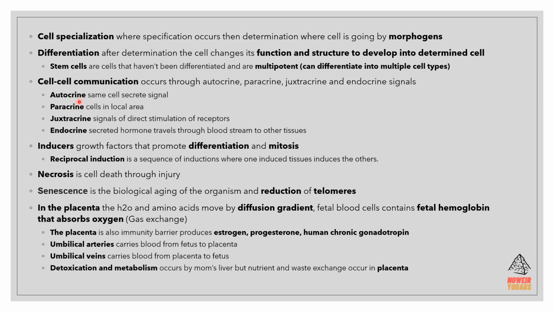So autocrine: the same cell secretes the signal. Paracrine: cells in the local area can communicate locally. Juxtacrine: signals of direct stimulation of receptors, so you have receptors sending signals to each other. And then endocrine is secreted hormones that travel through the bloodstream to other tissues.